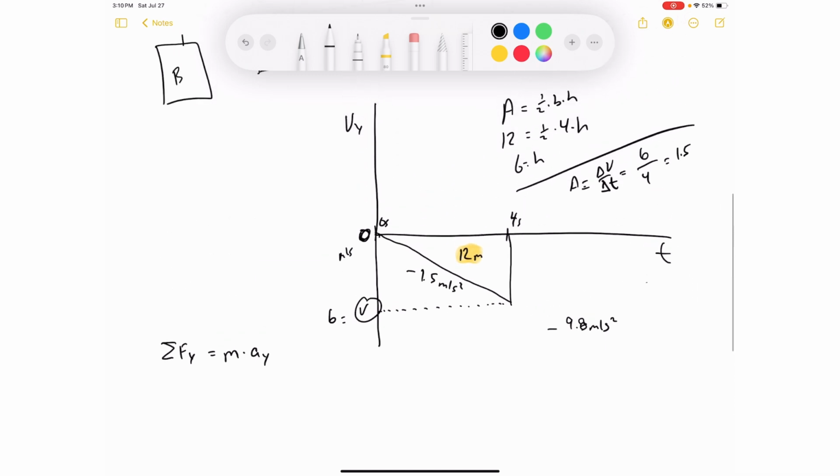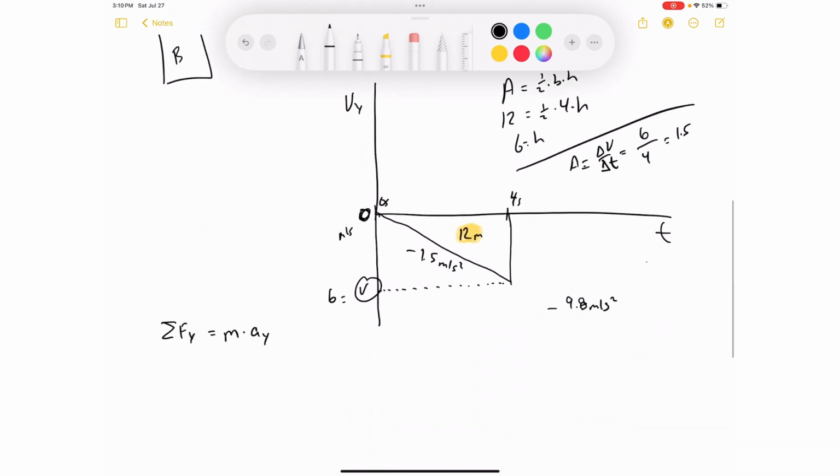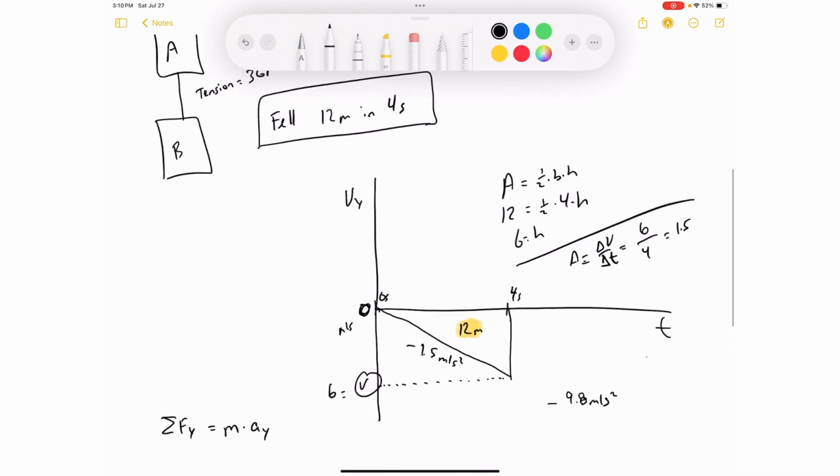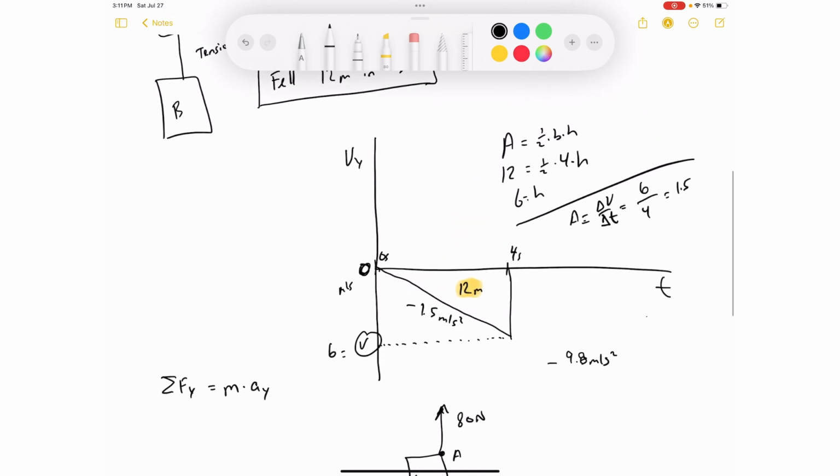So let's do box A first. If I make a diagram like this, over here, this is for A. One thing is pulling up, and that's 80 newtons. That's part of the problem. And then what's pulling down? Well, the tension in the string, which was 36 newtons.